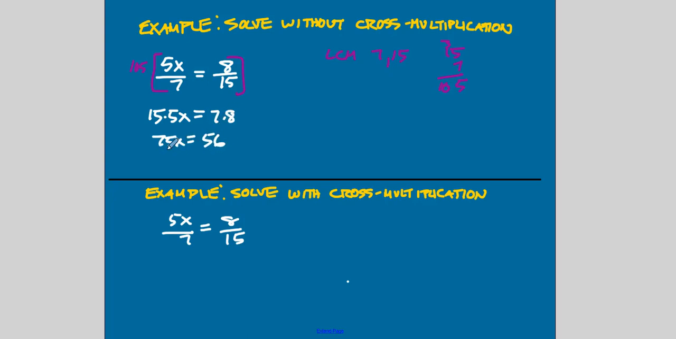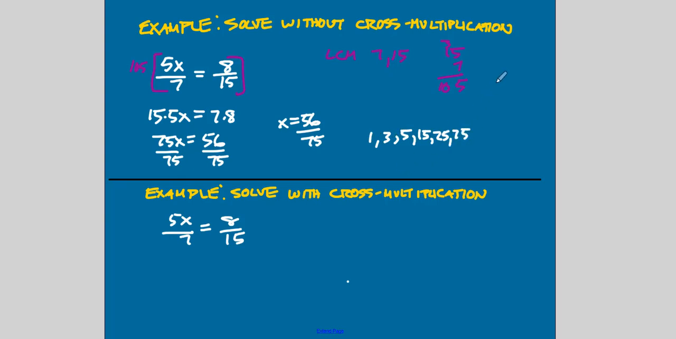Now solving for x, I have to undo this multiplication by 75, so I divide both sides by 75. I get x equals 56 over 75, and there are no common factors that I'm aware of here. Factors of 75 would be 1, 5, 15 times 5 is 75, and then 25, and I did forget 3 up here. So maybe we better check. We have 1, 3, 5, 15, 25, and 75.